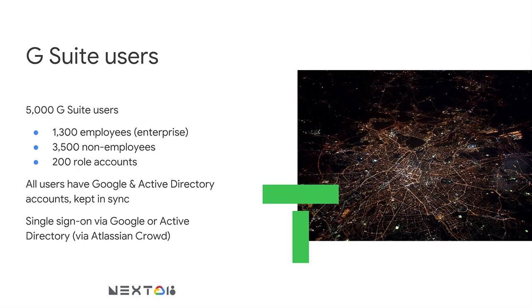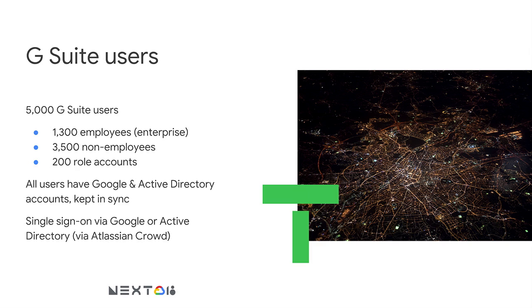So let's see, what's important here is that most of our users are actually not employees. We have around 1,300 or 1,400 employees, and those are the ones we give full enterprise Google accounts to. And then there's 3,600 or more other people who are not employees, but we give them accounts as well.